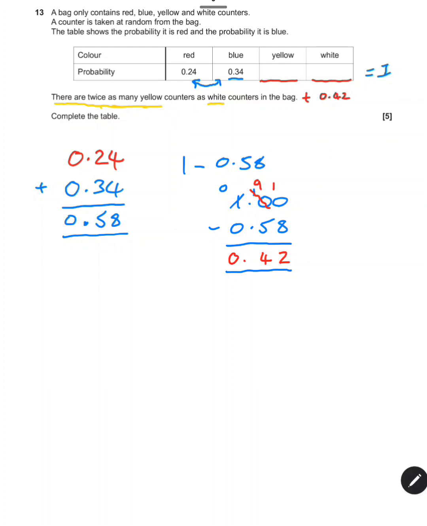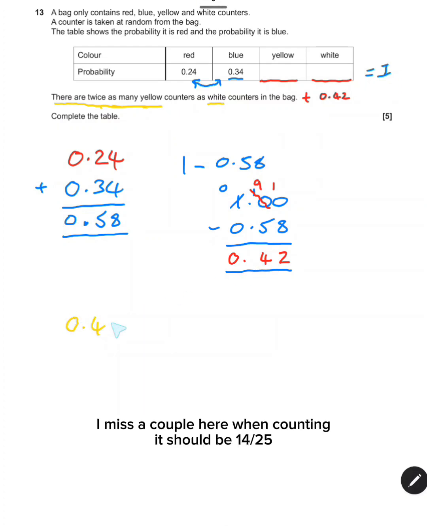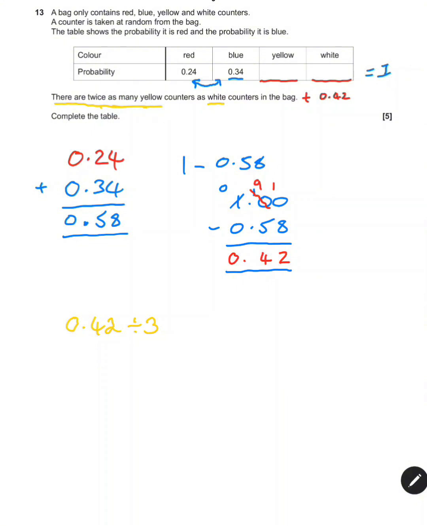We know that these two here need to add to 0.42. It says there are twice as many yellow as white. So what I'm going to do is take this 0.42 and not divide it by 2. I'm going to divide it by 3. If there are twice as many yellow as white, then there needs to be something for white that I can then double to make yellow. So that would make 3 parts altogether. So let's do that. How many 3's in 0.42? 3's into 0 is 0. 3's into 4 is 1 remainder 1. And 3's into 12 is 4.